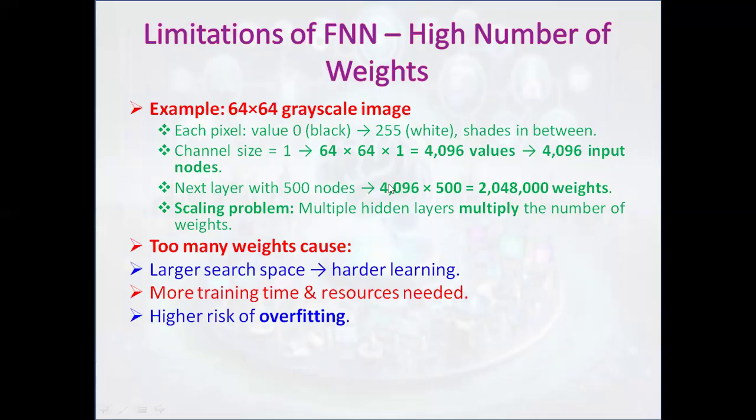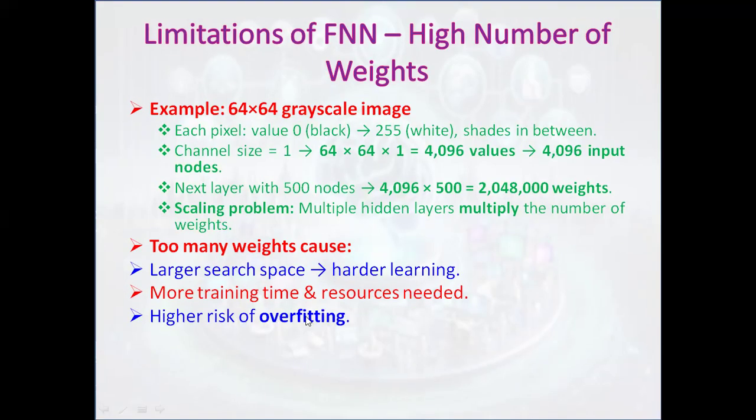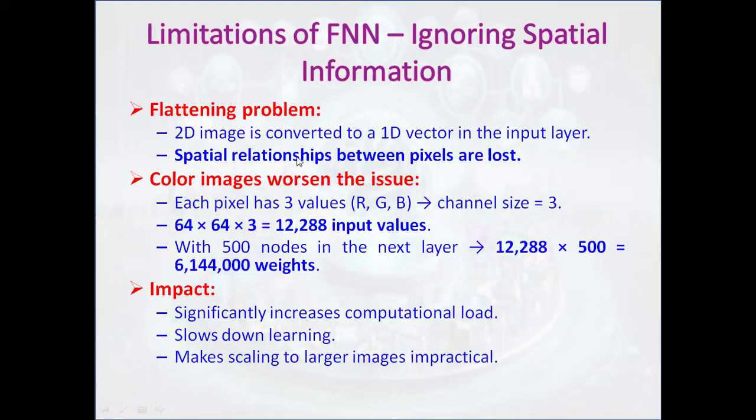And what is the problem of using this many values? We will be facing the scaling problem. Multiple hidden layers multiply the number of weights, and too many weight calculations will be there in the feed forward neural network. The search space is larger, so the learning will be much harder, more training time is required, and more resources are needed for executing these many functions. Because of this, overfitting may occur, so there is a high risk of overfitting.